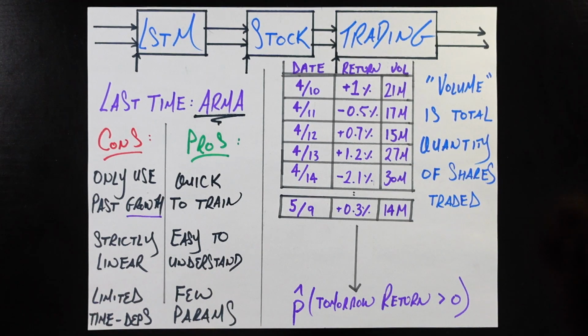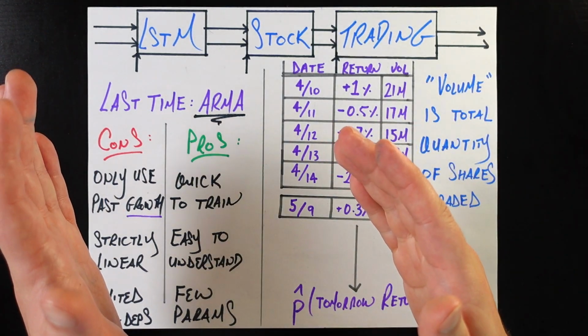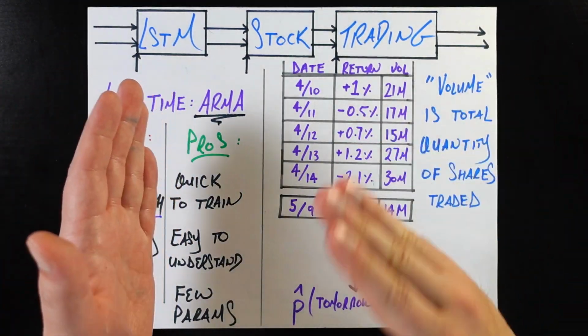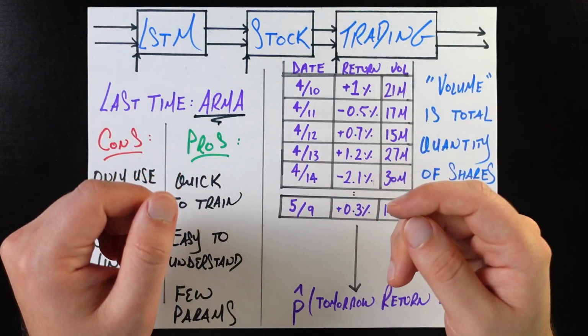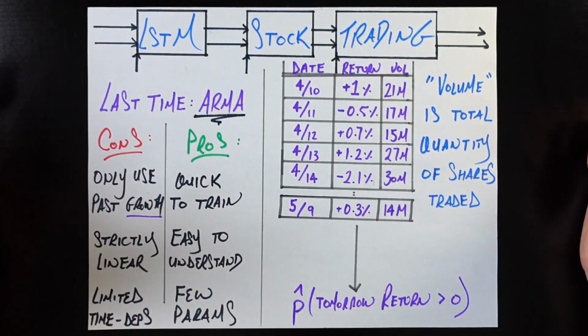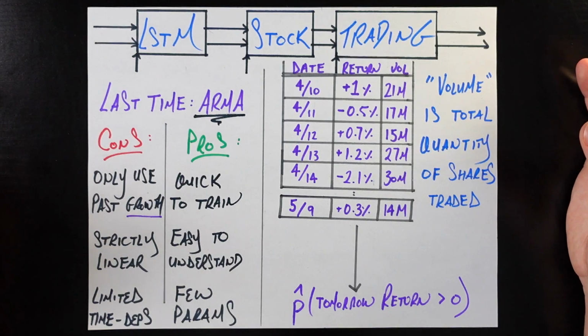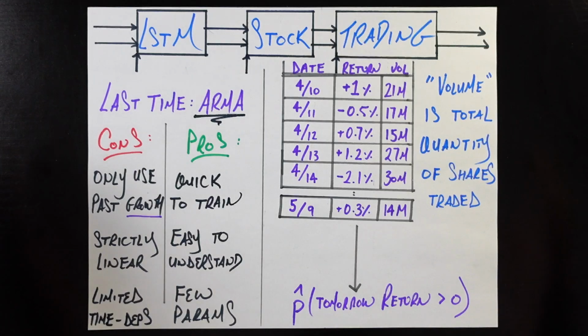And another huge con of the ARMA model was that we had limited time dependencies that we could take into account. So in the ARMA stock return video, we looked at figuring out the P and the Q order, the P being the order of the AR component, the Q being the order of the MA component, and we figured them out using the ACF and PACF plots. But at the end of the day, once we fixed a P and Q, like 5 and 2, that was all the information the ARMA model was allowed to take into account during training. It's only allowed to look at 5 stock returns that came before it. It's blind to whatever happened before that.